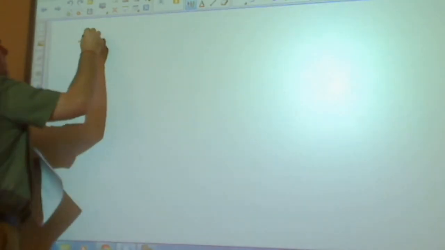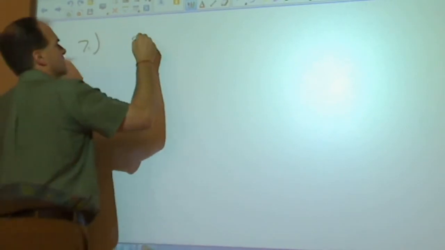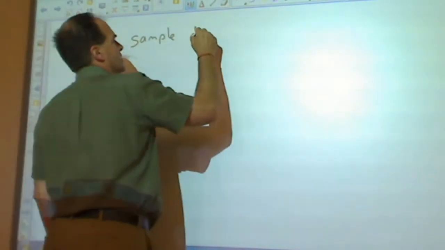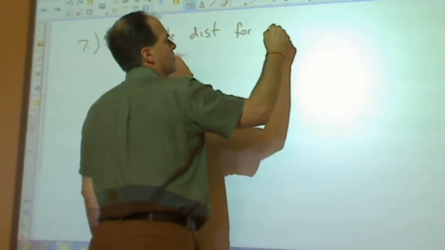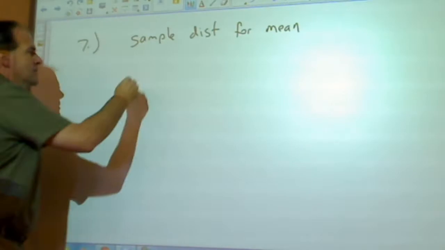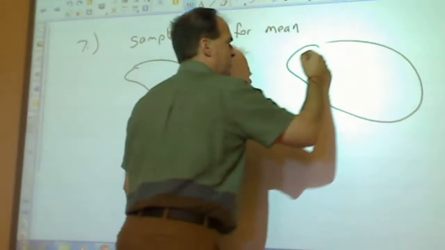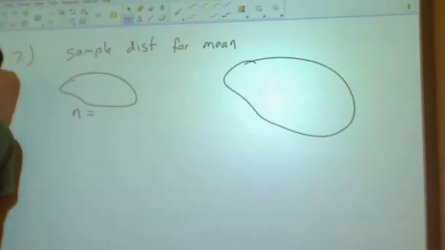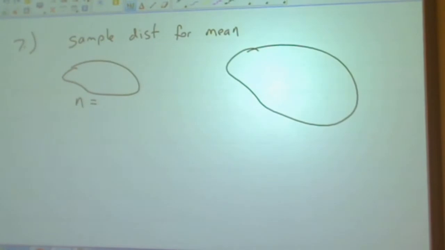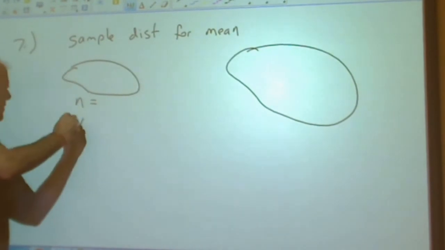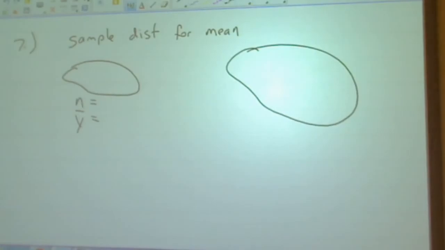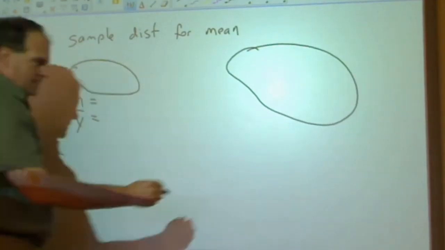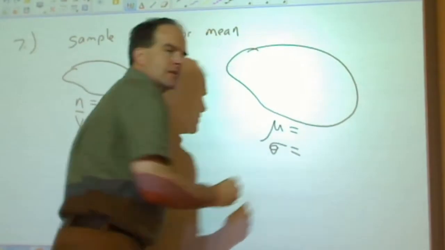How is 7 different? You're going to have one of each. So what's going to be the name? Sampling distribution for the mean. The bubbles look different. How do they look different when you're talking about the mean? I still have an N. That's the same. Y bar, that's my sample value. What do I have over there? Population mean and standard deviation. I call it mu and sigma.